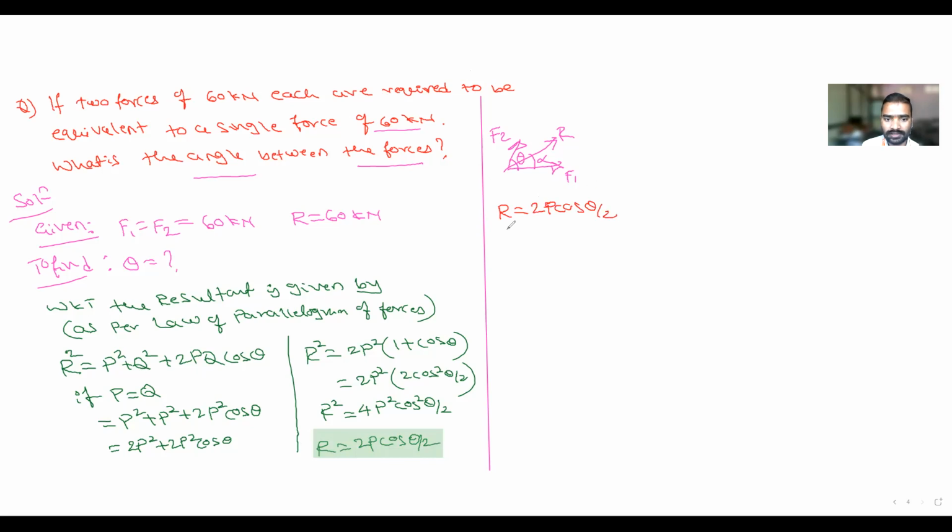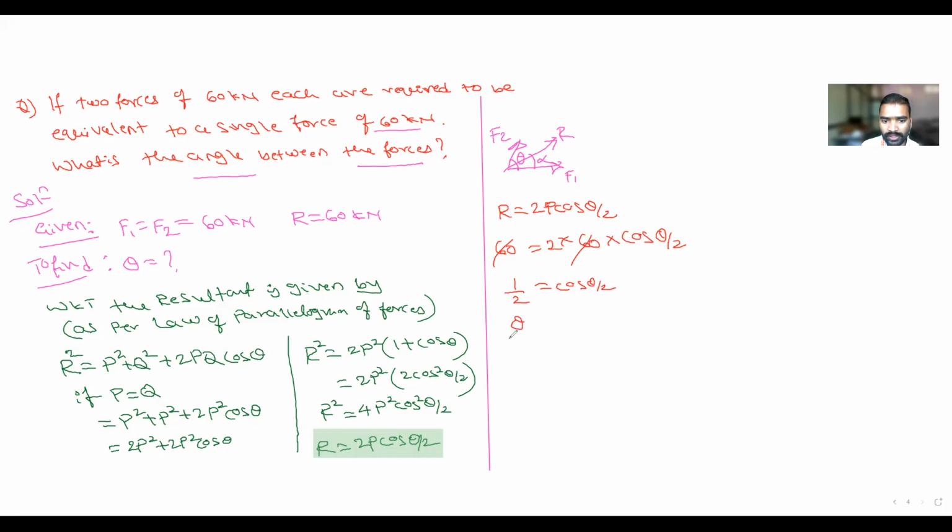What is asked here? Theta is asked. R is given as 60, and P is given as 60 kilonewton. So 60 equals 60 into cos theta by 2. This 60 gets cancelled. Here 1 by 2 is equal to cos theta by 2.